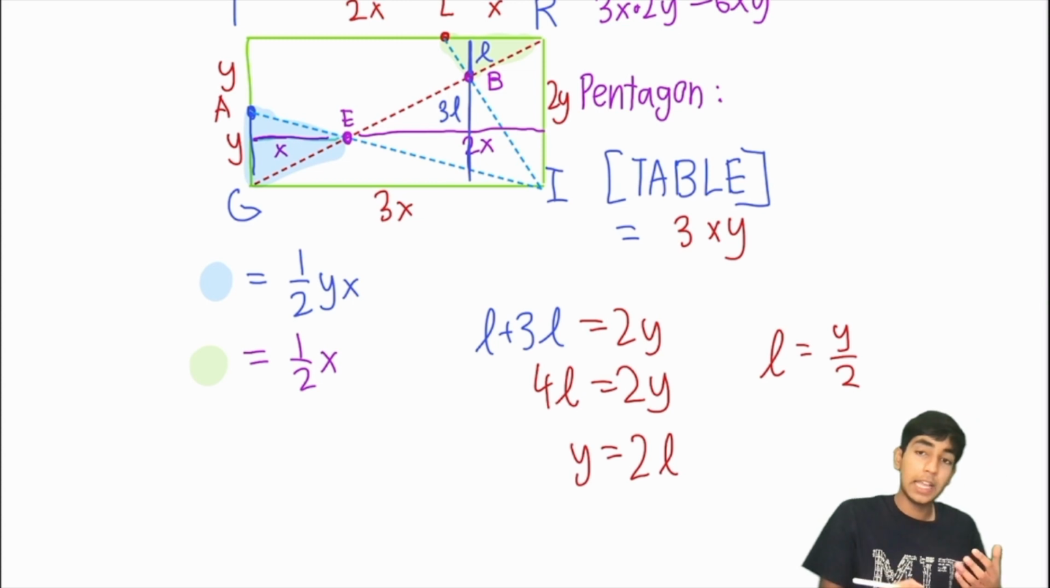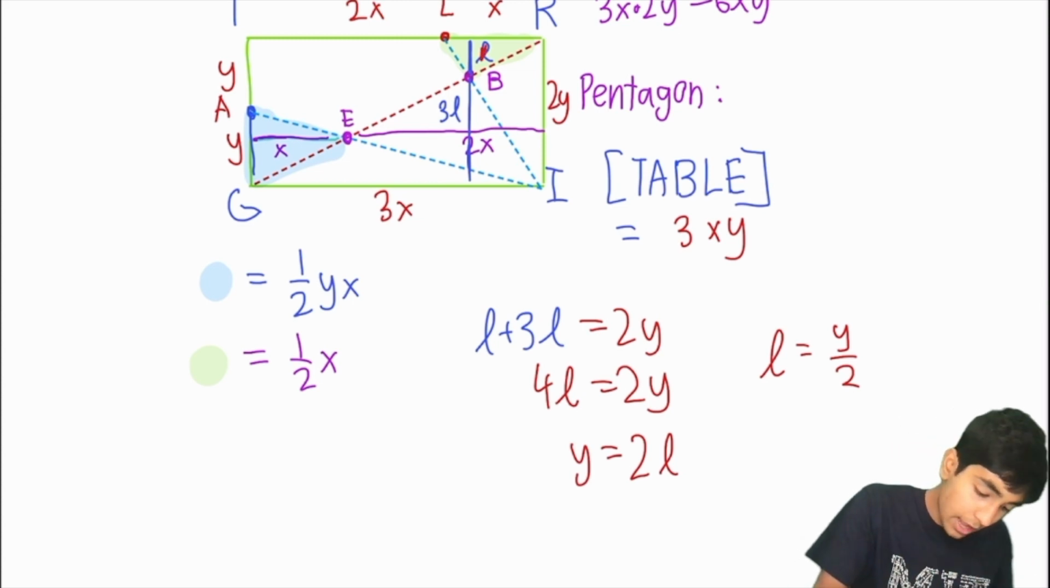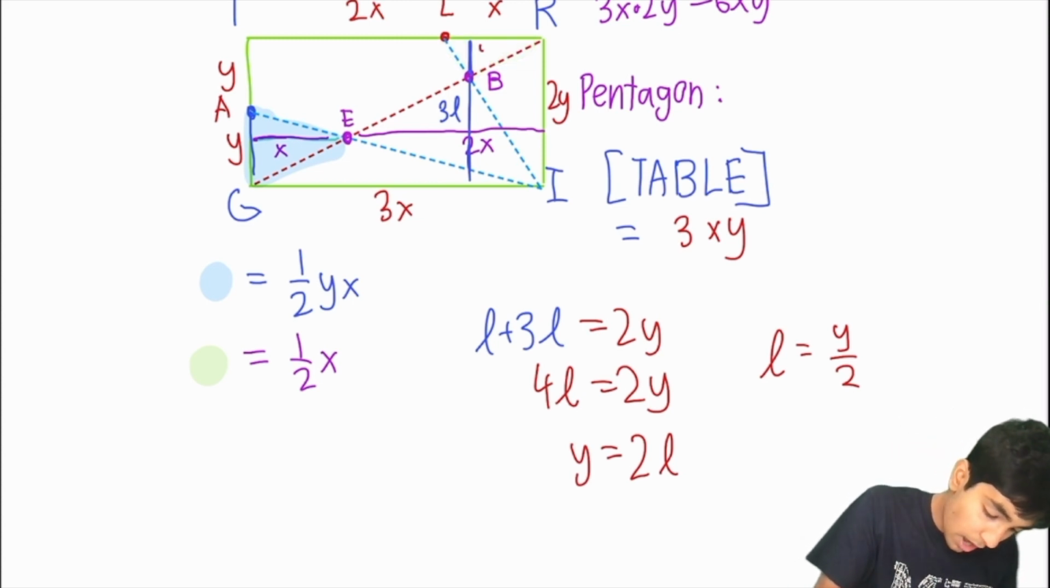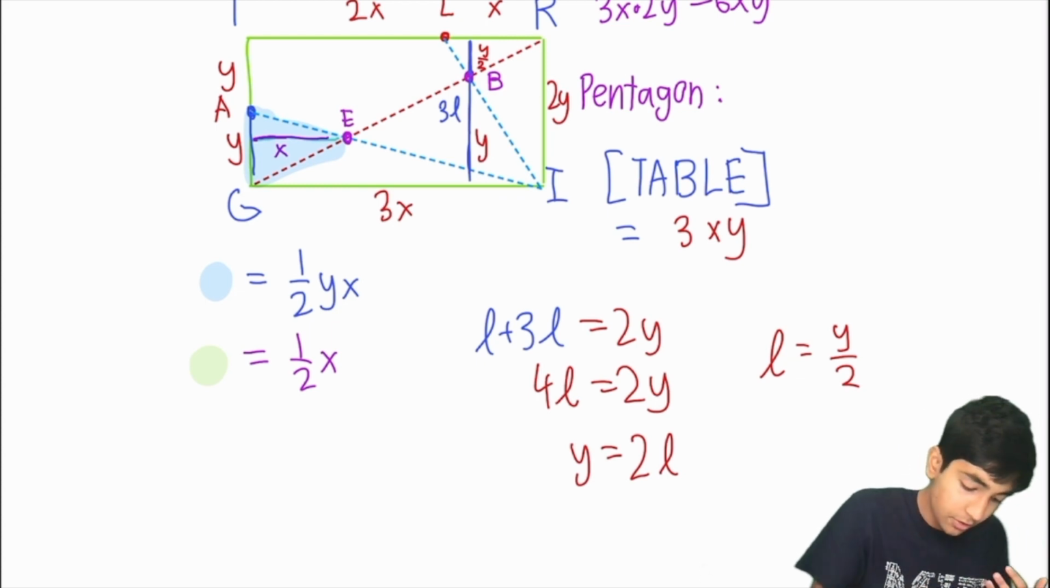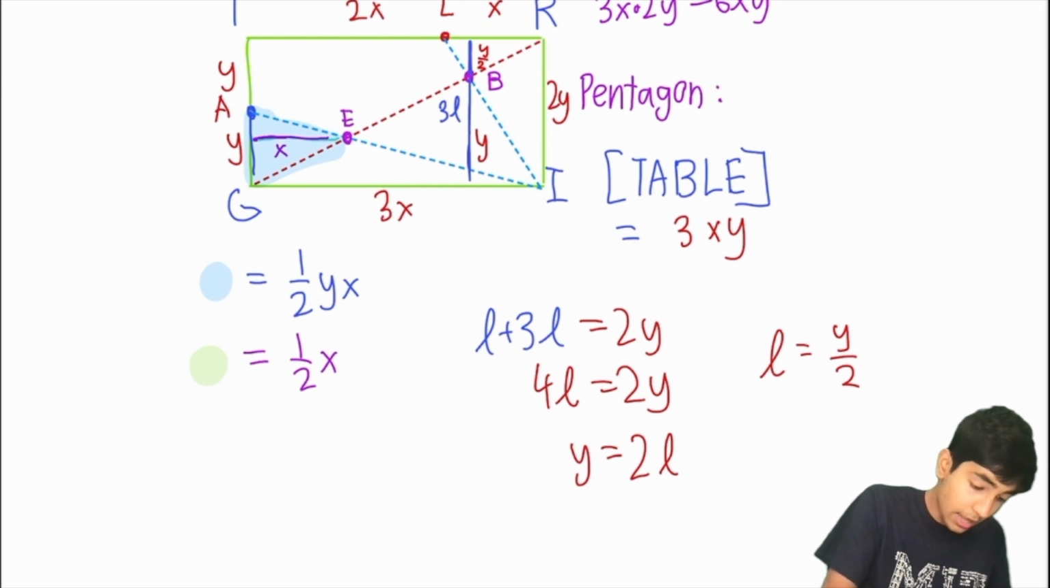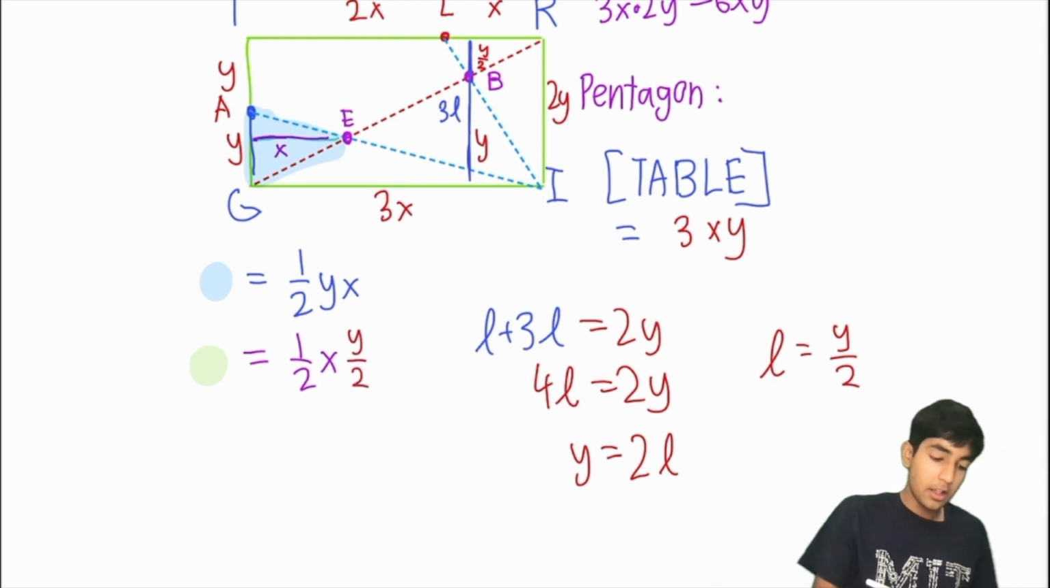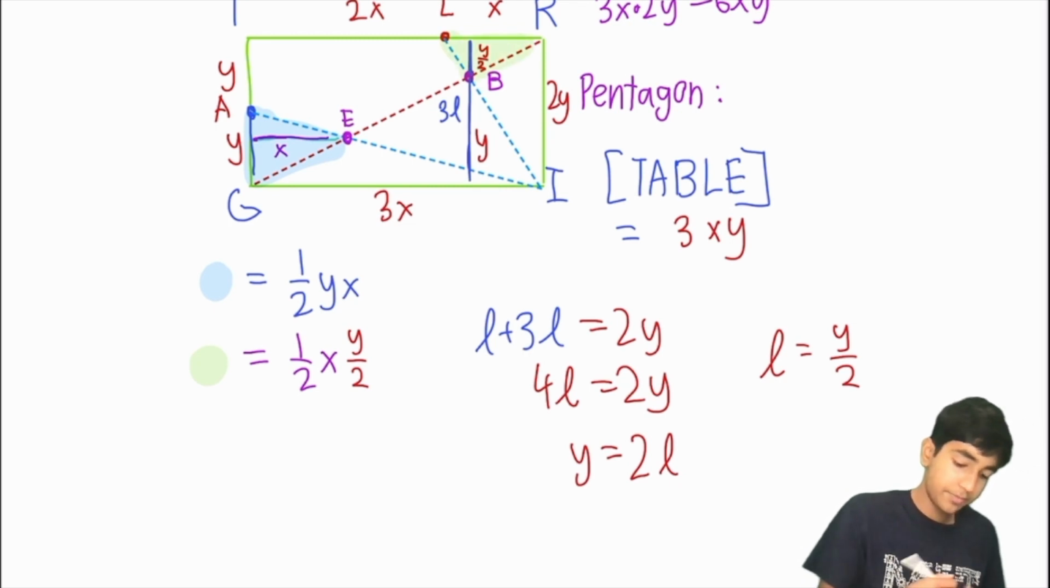We're trying to find everything in terms of x and y. So this height over here is nothing but y over 2. And let's cross this out for now. Over here, it's going to just be y, because 2 times y over 2. And now the area over here is half times x times y over 2, as you can see here. And that's the area of this green region.